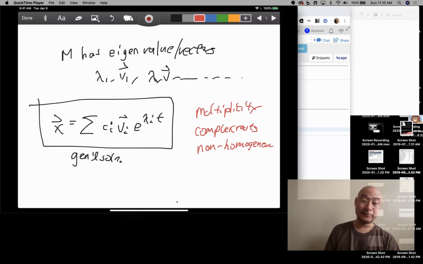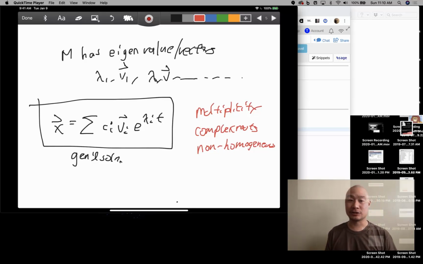But that's okay, because in the second order and higher order cases, we figured out how to deal with multiplicity by basically throwing x in front of stuff. We figured out how to deal with complex roots by turning them into sine and cosine expressions. And we sort of figured out how to deal with non-homogeneous by finding any solution to the non-homogeneous case and then throwing the general homogeneous solution on top of that. So it's basically the same strategies we're going to use here, right?